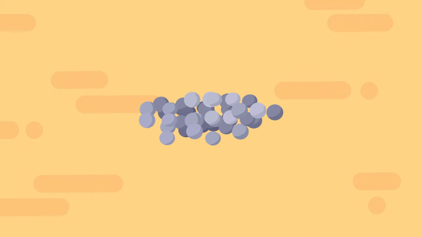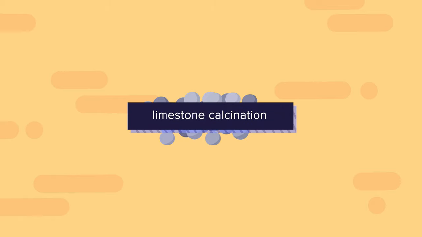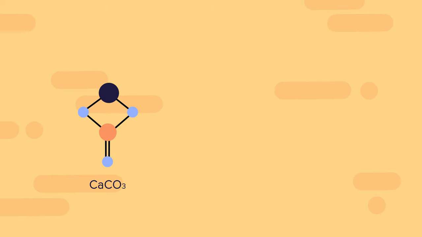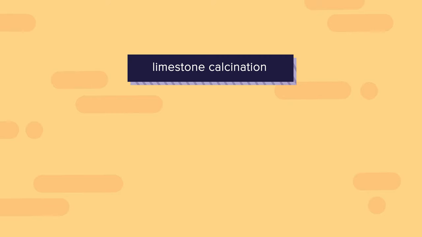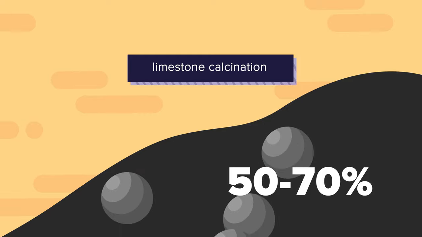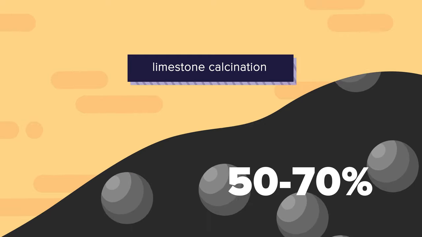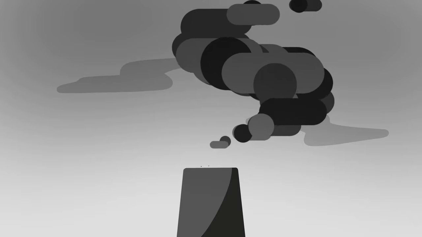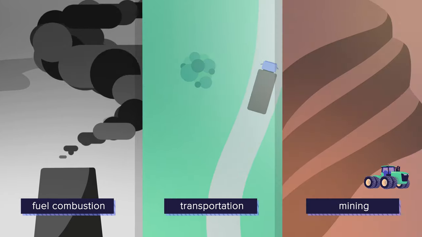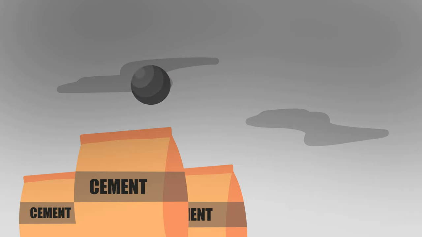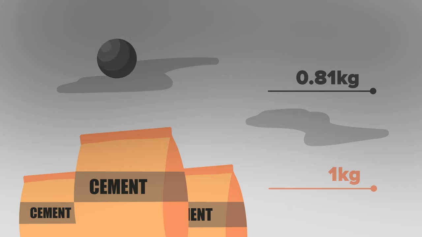Clinker is produced through a chemical reaction called limestone calcination, whereby calcium carbonate, CaCO3, commonly known as limestone, is broken down into calcium oxide, CaO, and carbon dioxide, CO2. Overall, the limestone calcination process is responsible for about 50 to 70% of the direct carbon dioxide emissions from concrete manufacture. The rest mainly comes from fuel combustion, transportation, and mining. In fact, on average, approximately 0.81 kilograms of CO2 gets generated for every 1 kilogram of cement that's produced.